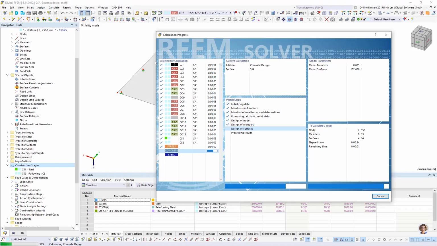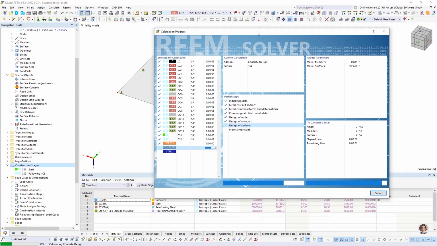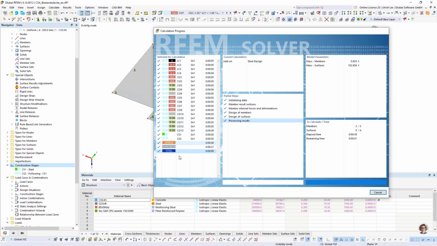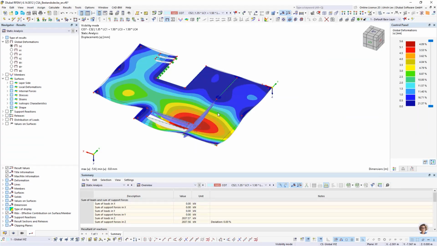As results, we will see that we get 2 result types. It's on the one side the static analyze results, and on the other part the results for the different add-ons. You can choose here one time the static analyze results, and on the other side the results of the different add-ons.